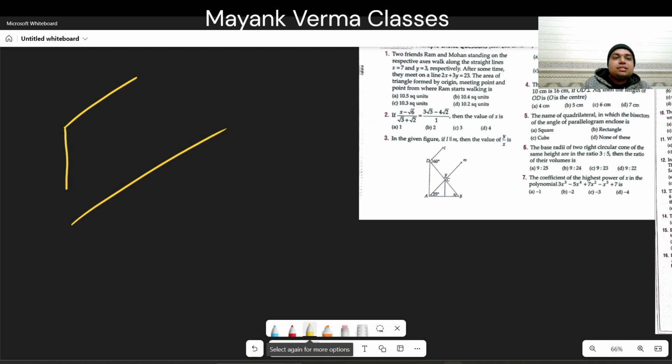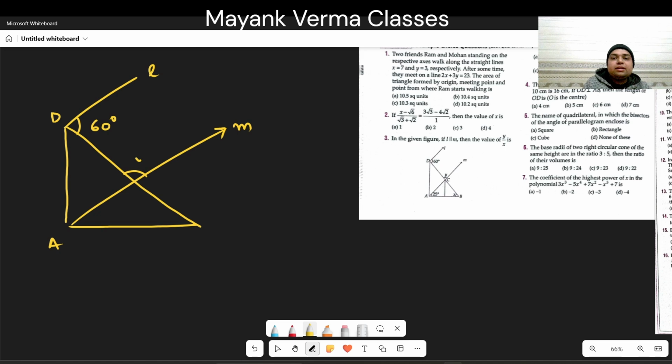In this, it is saying, this is 60 degrees, this is Y, this is 25 degrees, and this is X. And the question is saying L is parallel to M. I need Y upon X. Y upon X is the question mark. This is the question. So let's see.